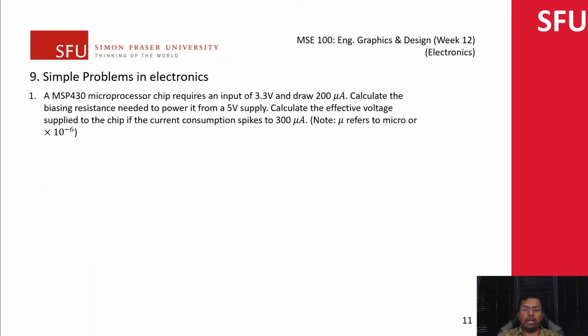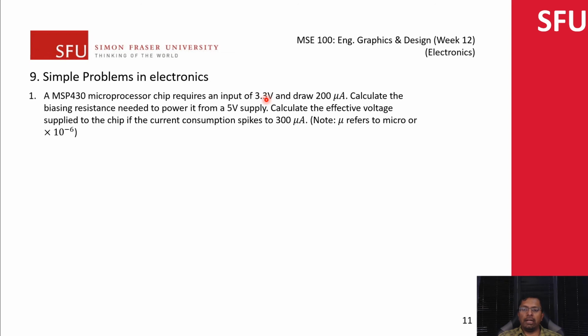So let's now start looking at some simple problems in electronics. Here we have a chip called an MSP430, which is a microprocessor. Just like you have an Intel or an AMD processor in your computer or laptop, a microprocessor is a smaller version. It's used for data processing and data acquisition, and the MSP430 happens to be one of the microprocessors.